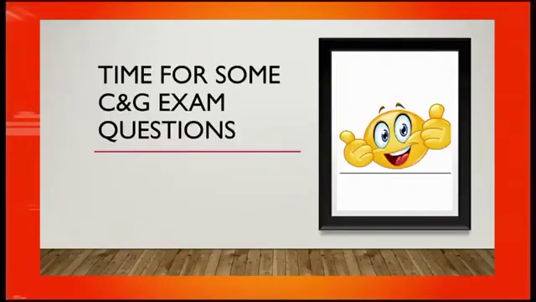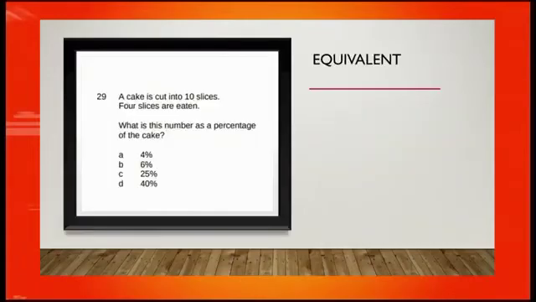So here we go. It's time to look at the City and Guilds exam questions. Let's look at the first question. A cake is cut into 10 slices. 4 slices are eaten. What is this number as a percentage of the cake? So let's look at what is given and then see how we're going to get it to percentage.